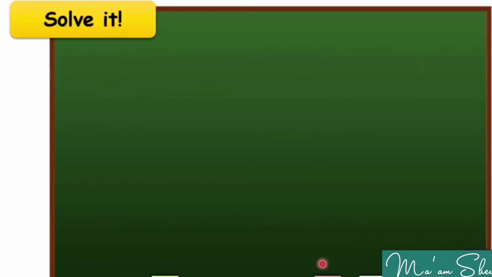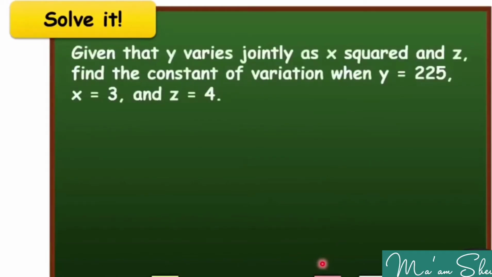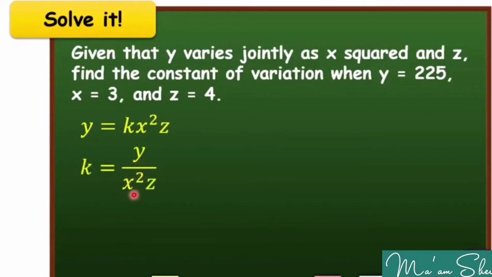This time, let us solve the given problem or the constant of the variation using another method, and that is by using the formula in finding the constant. So, gamitin ulit natin yung ating given problem. So, that would be, ang k natin will be equal to y divided by x squared z. So, yan po yung ginagamit nating formula in finding for the constant.